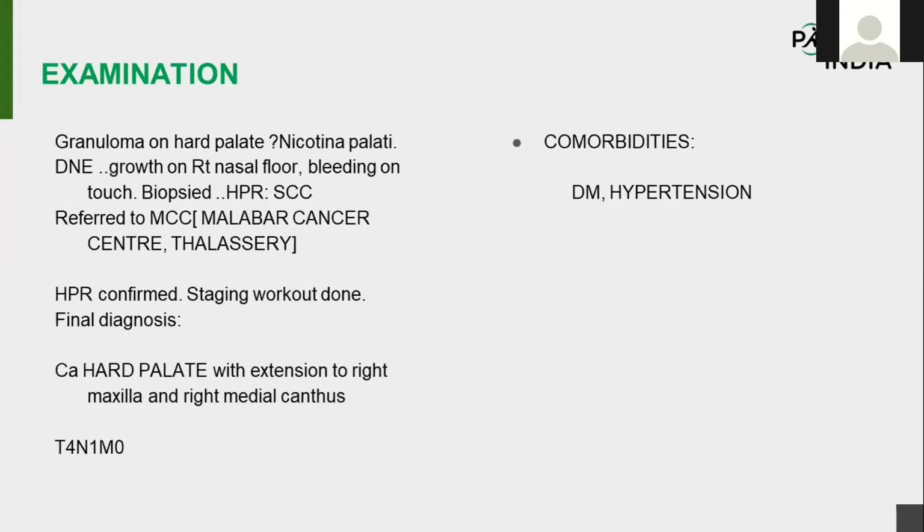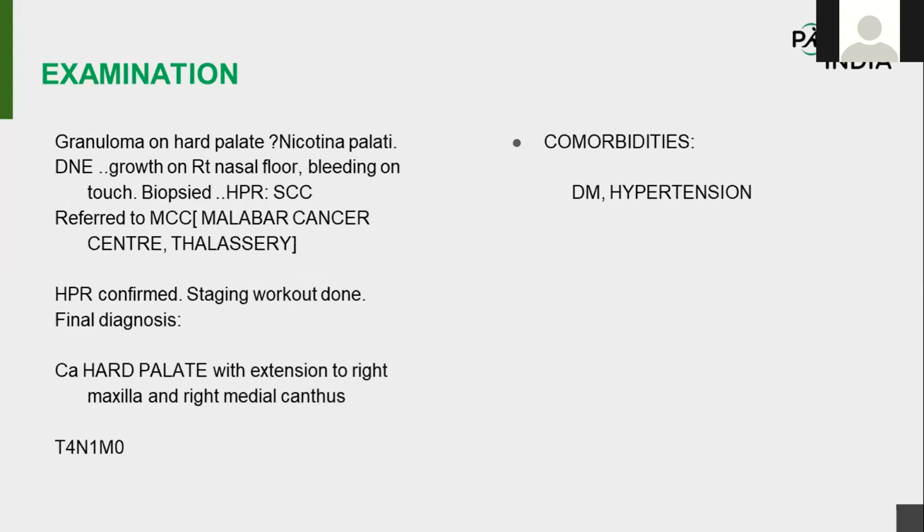On examination, there was a granuloma on the hard palate, very small. It was initially diagnosed as nicotina palatii. Later, on biopsy, we decided it was originally the primary lesion.